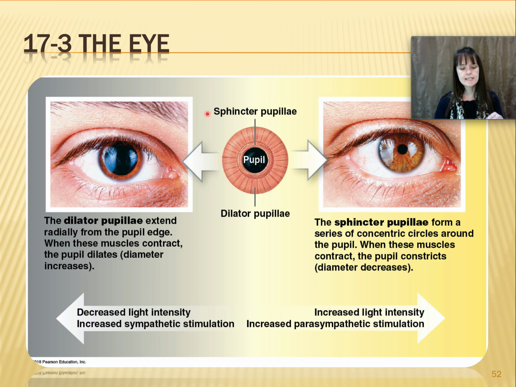And in dim light, you dilate the pupils to get more light in. More light is more information. So that's why, in sympathetic stimulation, you dilate your eyes, because more light is more information. In parasympathetic stimulation, if you're just sitting on the couch watching Netflix, the pupils can constrict because it's not a life or death situation. You're just relaxing, conserving energy, not using energy.